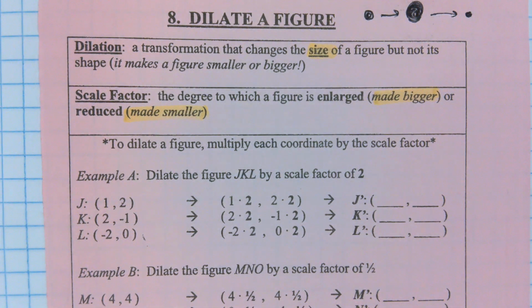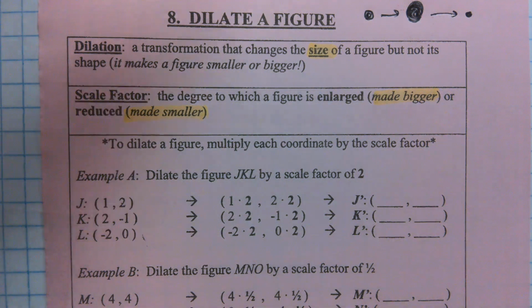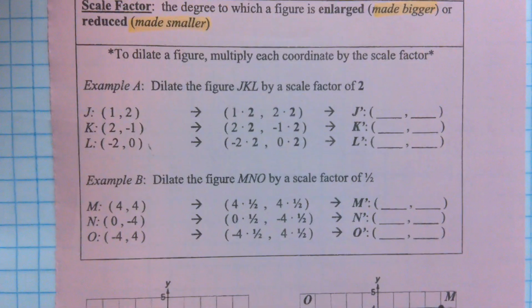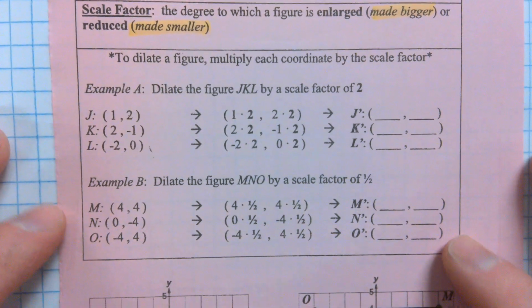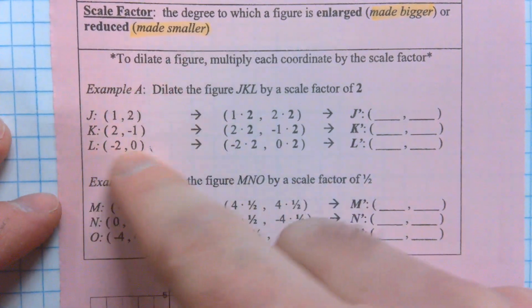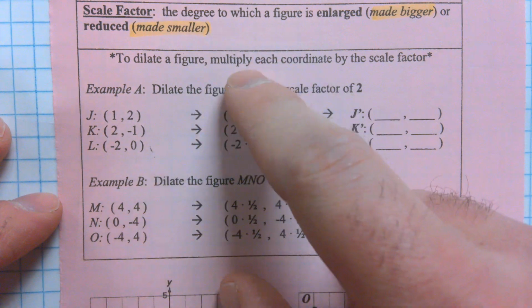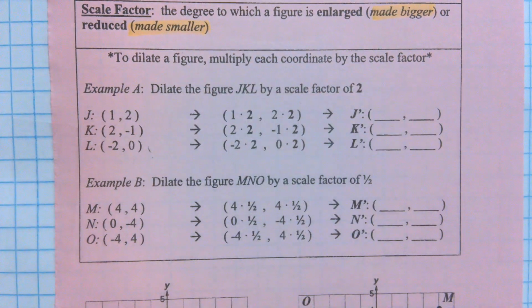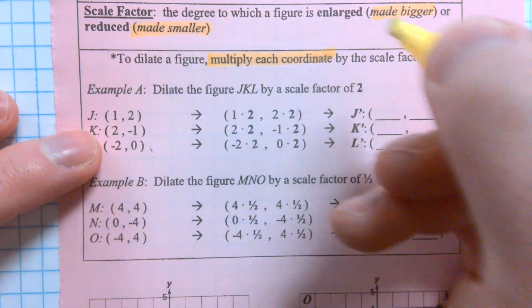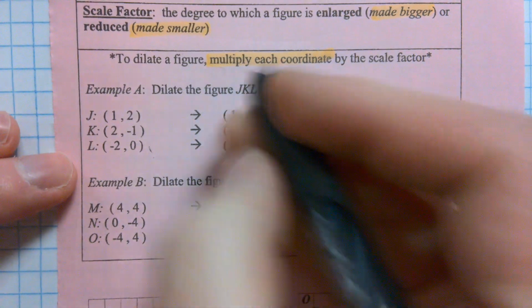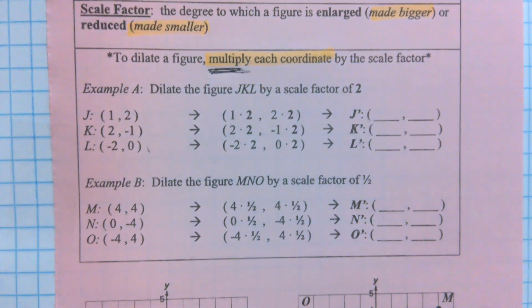So we're going to get an instruction that's basically make your triangle twice as large or make your triangle half as large. And those are the two examples we're going to look at. It's a pretty simple process. All we have to do is figure out the coordinates and then multiply each coordinate, emphasis on the multiply, by the scale factor that we're given.